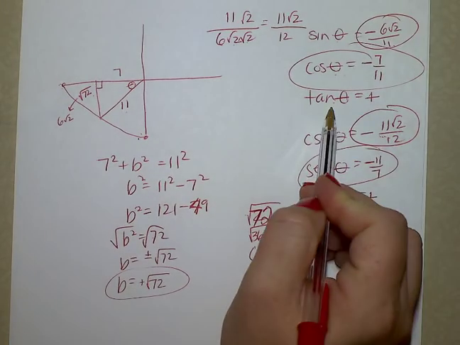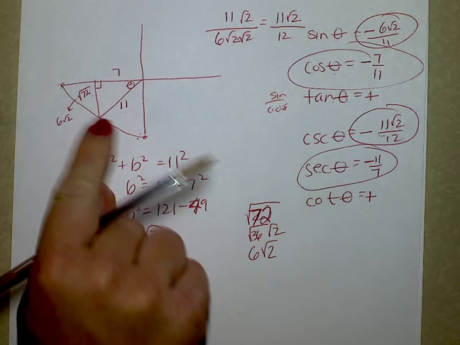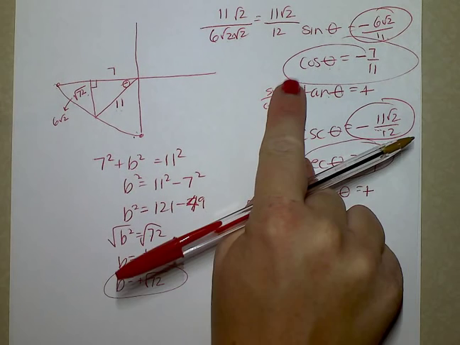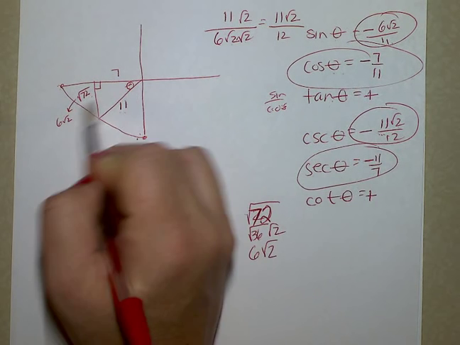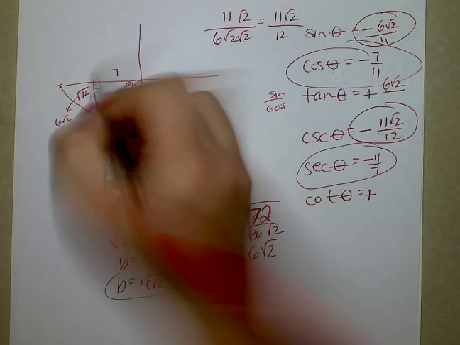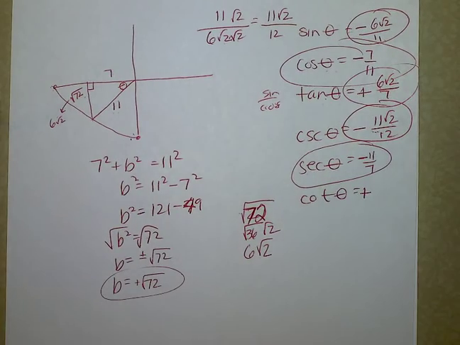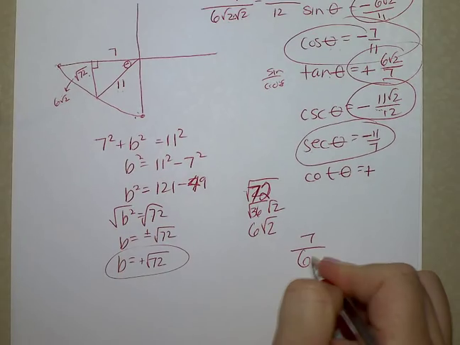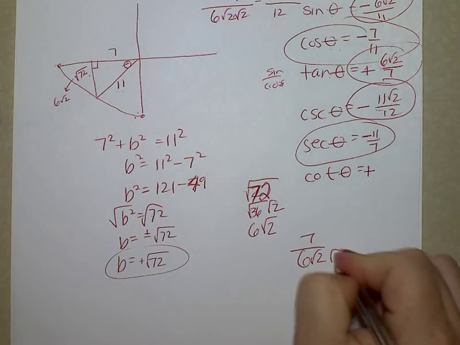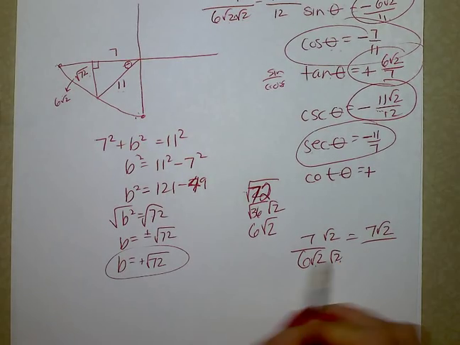Tangent is sine divided by cosine, but when we're working with triangles, it's even easier to think of the tangent as opposite over adjacent. Opposite, 6 square roots of 2, over adjacent, 7. Down here I'm going to flip this: 7 over 6 square roots of 2. Again, you can't leave a radical on the bottom. 7 square roots of 2, 2 times 2 is 4, the square root of 4 is 2, 2 times 6 is 12.